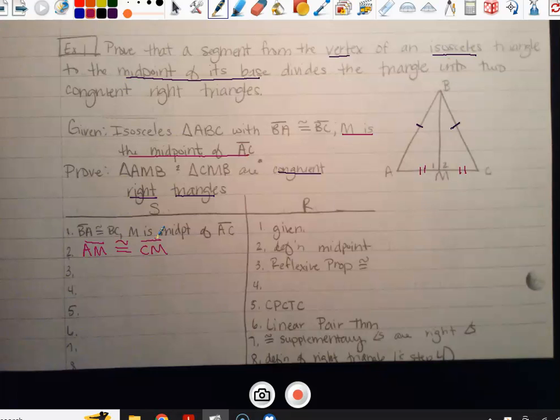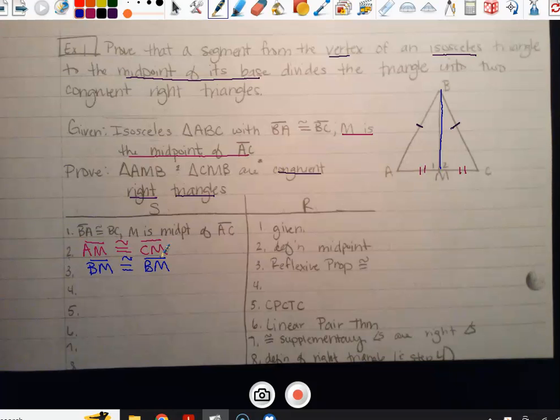Okay, now the next one says the reflexive property of congruence. Where can we apply the reflexive property? Excellent. Okay, it's right here in the side that they share. That BM is congruent to BM. It's that shared side. So BM is congruent to segment BM. That's the reflexive property.